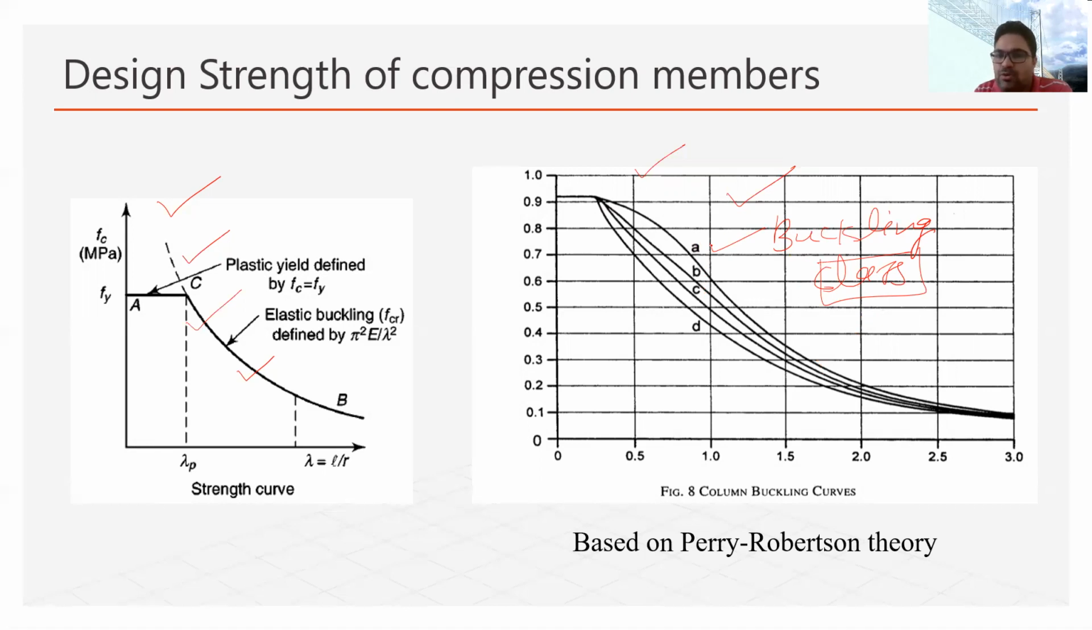So based on the class, these curves are used to calculate the critical stress. The critical stress that Euler theory has given will be different as per this formula. And this critical stress in our IS code is represented by FCD. So we will see more about it in the next slide.